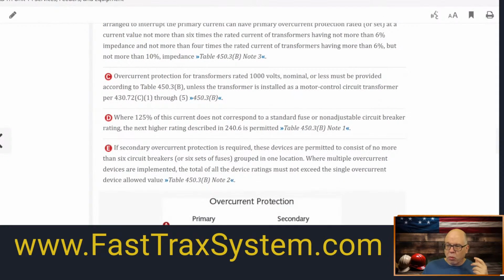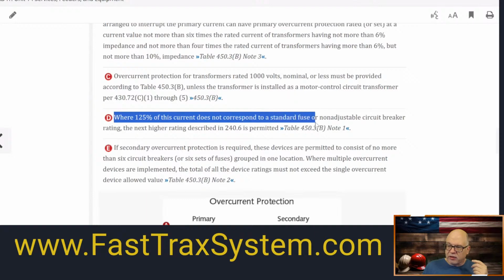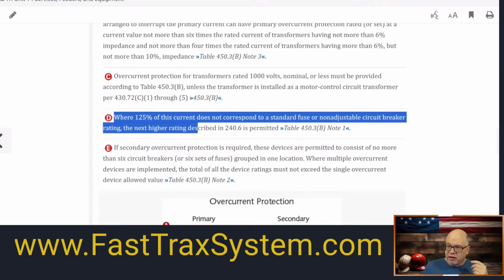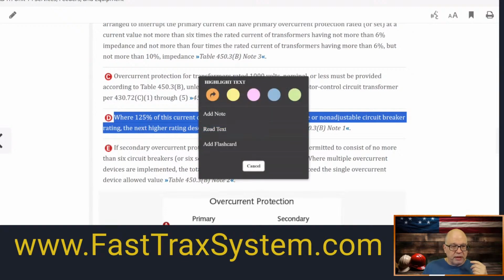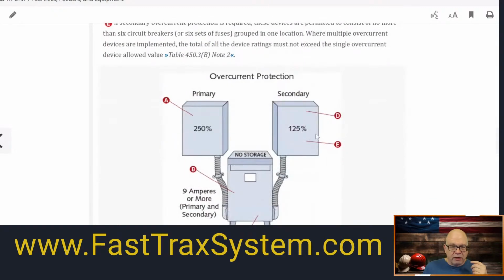So where 125% of this current does not correspond to the standard fuse or non-adjustable circuit breaker, the next size rating described in 240.6 is permitted. So we get this rule right here, whereas this one you can't exceed 250% on the primary side, but you've got the note you can go to, but it's not the next size up rule. It's very specific. Here, the secondary is allowing you to use the next size up.